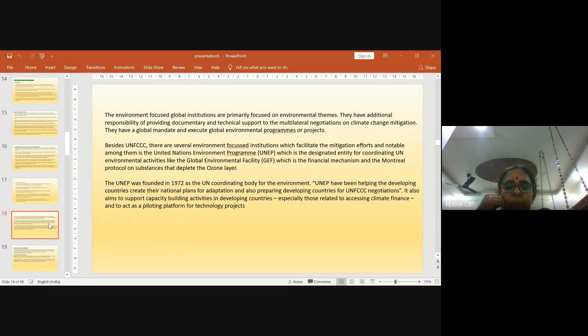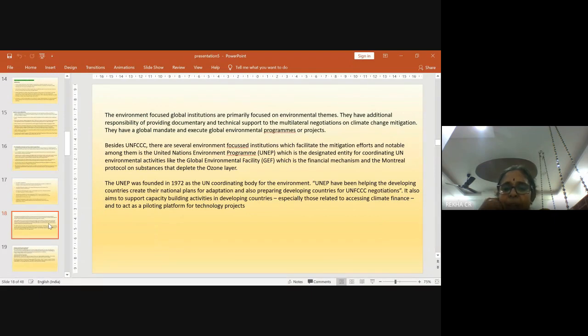is UNEP, United Nations Environment Programme, which is designed for coordinating the UN environmental activities like the Global Environmental Facility, which is the financial mechanism, and the Montreal Protocol on substances that deplete the ozone layer. So this UNEP was founded in 1972 as the UN coordinating body for the environment.